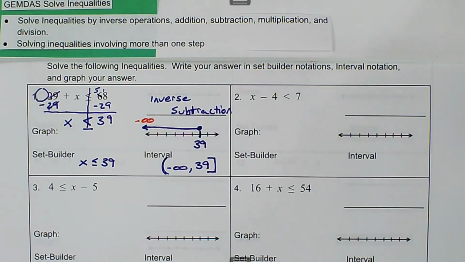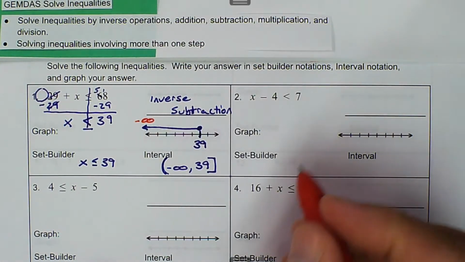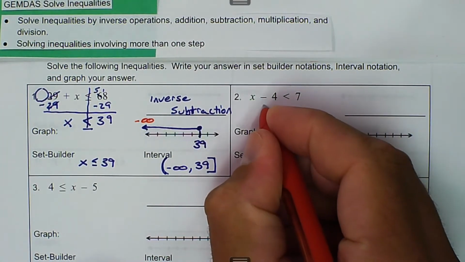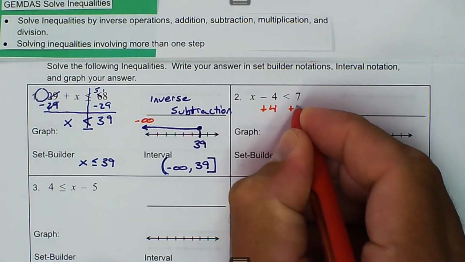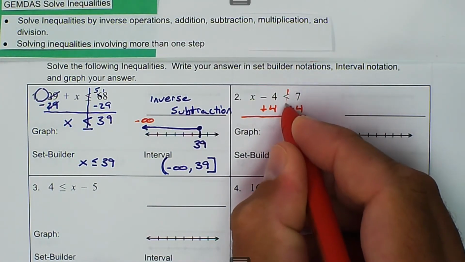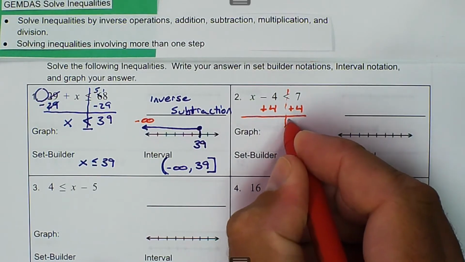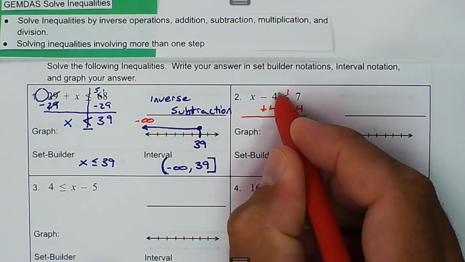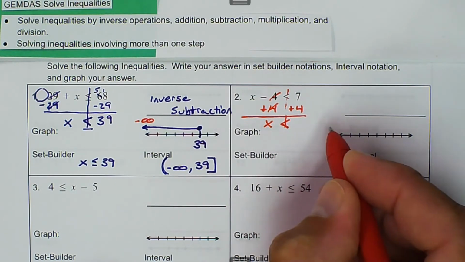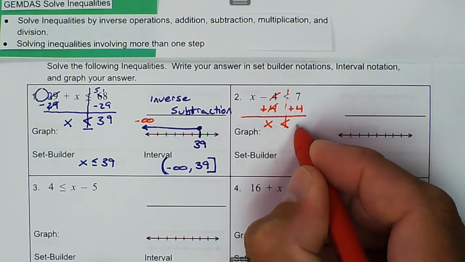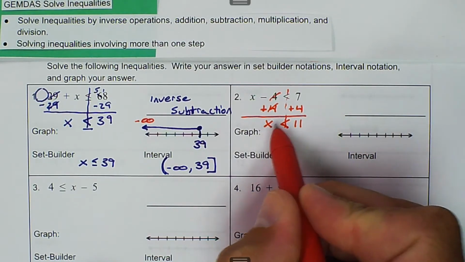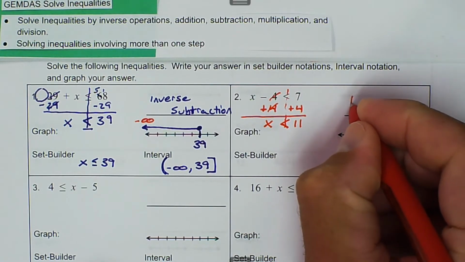If we take a look at the next one, we have x minus 4 is less than 7. So in this case, we're going to add 4 to both sides, and we'll still bring down our inequality sign, which is going to be less than. So our 4 cancels, and we're left with x is less than, and in this case it will be 11. How did we get x by itself over here? We used inverse addition.